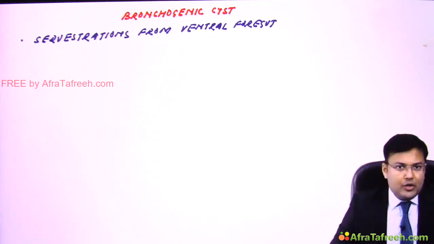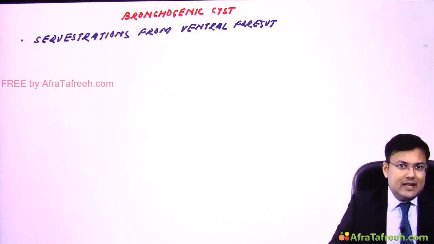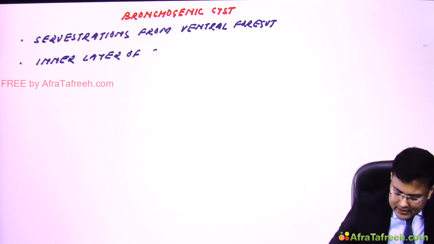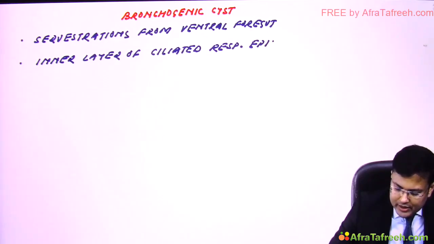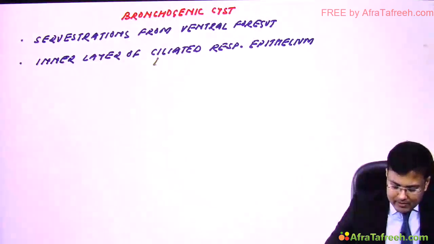What is the pathognomonic of bronchogenic cyst? That it is lined by inner layer of ciliated respiratory epithelium. So what's the lining? It is lined by inner layer of ciliated respiratory epithelium. Okay, and this is pathognomonic. This feature is pathognomonic of bronchogenic cyst. You have to remember.